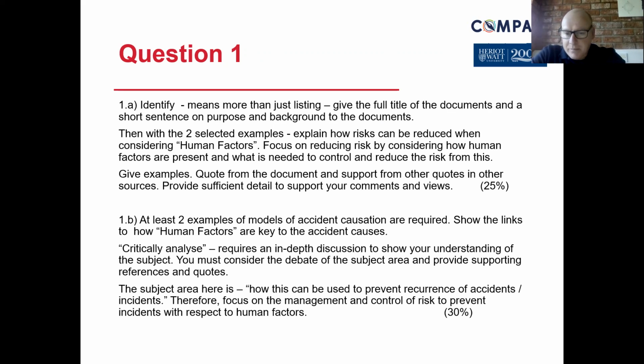How this can be used to prevent recurrence of accidents and incidents is important when you break the question down. Focus on the management and control of risk to prevent incidents with respect to human factors. Now, I've put this percentage in there just to give you an idea of the word count. And they've been given from 1B, and expect slightly more work done than in 1A. So please make sure you get the balance right.